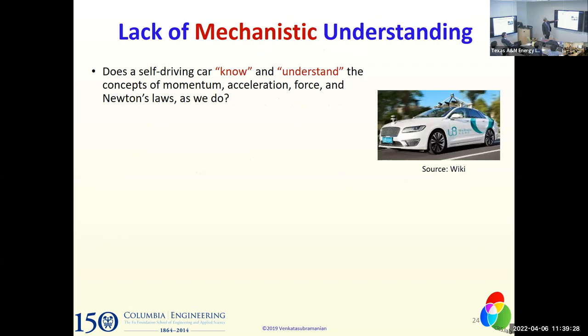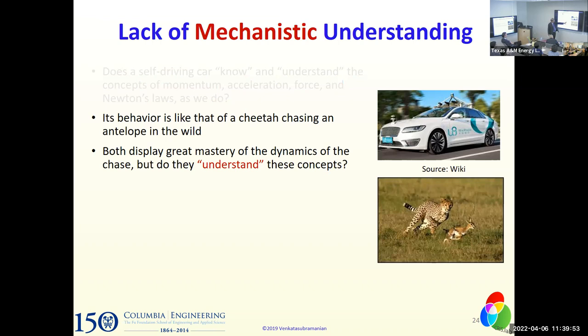The other complaint I have is that a self-driving car may do a great job driving through, say, New York City, probably better than most New York drivers, including myself. But does it understand the fundamental knowledge behind mechanics, such as Newton's laws, F equals ma, the concept of momentum and acceleration and force as we do? In my mind, its behavior is like what you see in National Geographic videos, the cheetah chasing a gazelle. Both animals display a tremendous mastery of the dynamics of the chase, but both are clueless about the underlying physics, which is classical mechanics, or the underlying math, which is calculus.